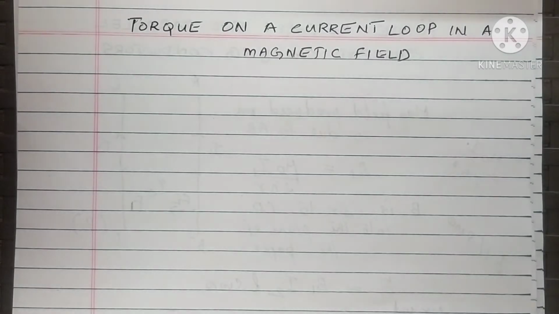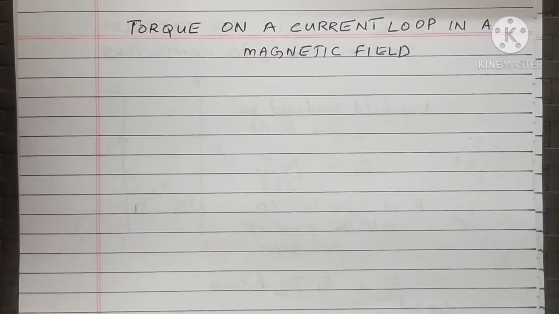So our next topic is torque on a current loop in a magnetic field. Already you have studied torque in our first chapter, second chapter, and also in our previous years. So here we are considering a rectangular loop, and the loop is placed in a uniform magnetic field. Does it experience any force? Does it experience any sort of torque? Okay, so let us see that.